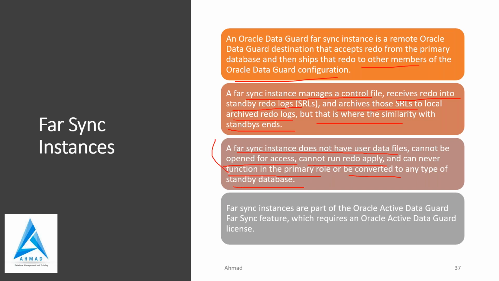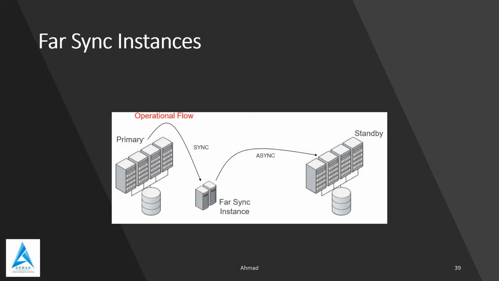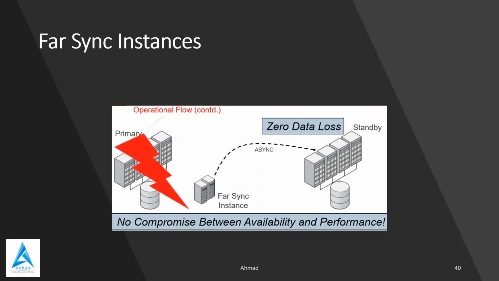So this is the important point with the far sync instance if you are using it. The far sync instance is part of the Oracle Active Data Guard feature, which requires an Active Data Guard license. Otherwise you will not get this feature. So if you see the figure, here the primary is there, and with synchronous transport data is coming, and with asynchronous transport it is going to the standby. So this is the operational flow. And if you see, zero data loss here, no compromise between availability and performance, in this figure.